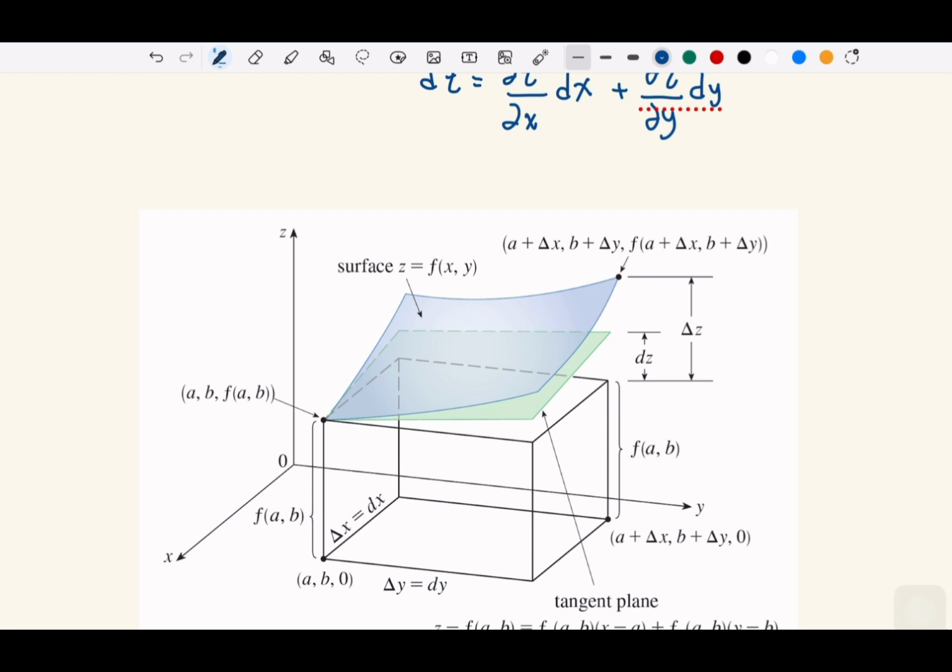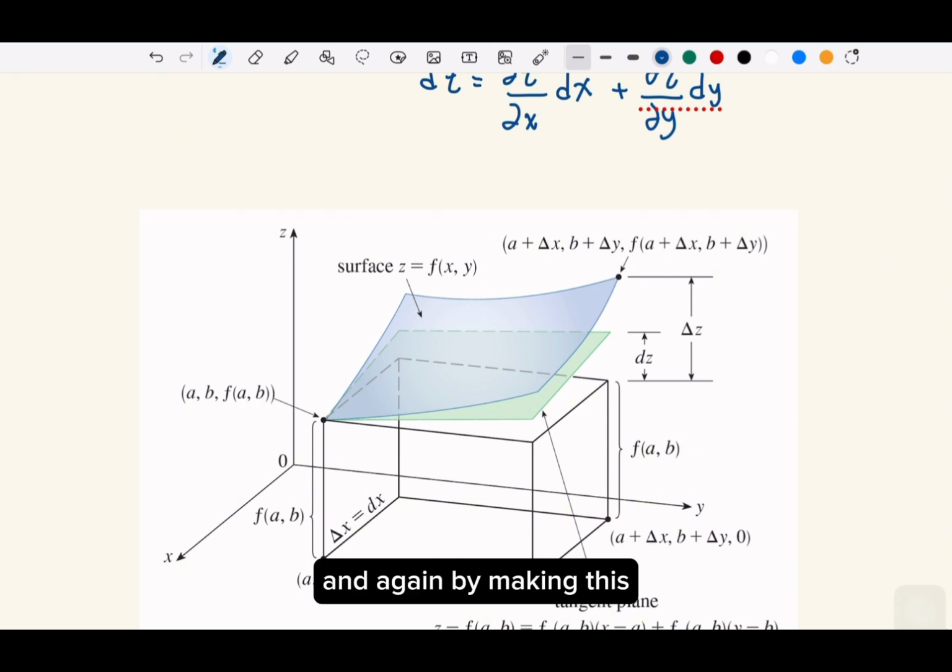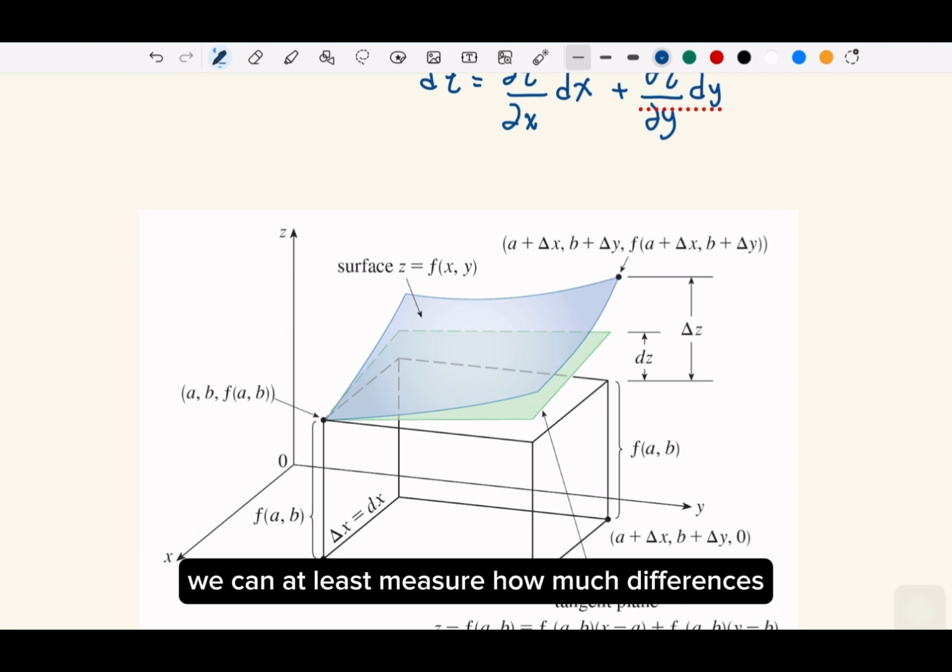And by taking this, we can at least measure how much difference there is between the plane and the real value. So again, it's also related to the linear approximation, whether our approximation is accurate or close to the real value or not.